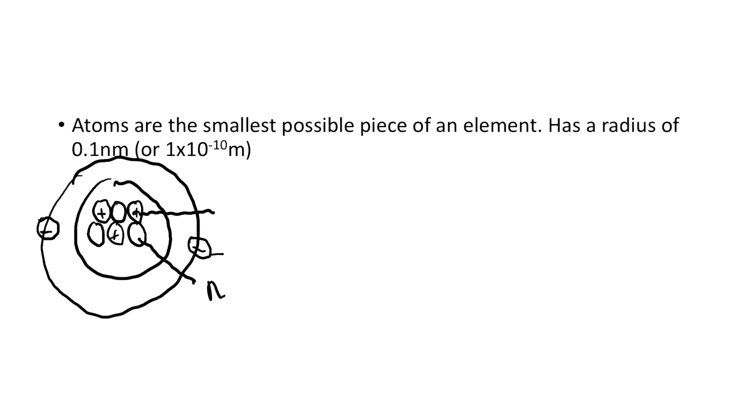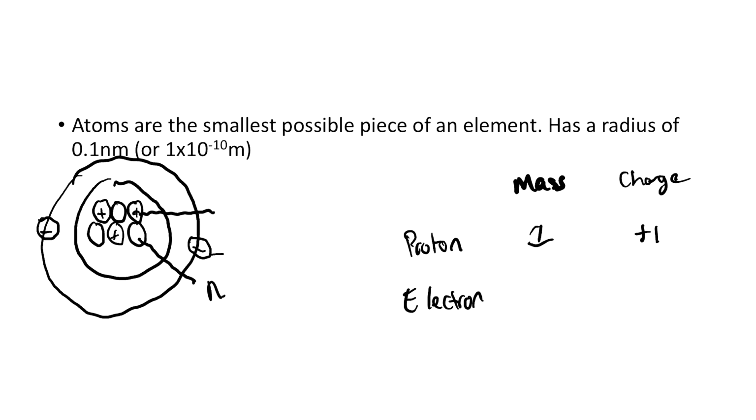Okay, so just to very quickly summarize what I just said there, we've got mass and charge. Our proton has a mass of 1 and a charge of plus 1. Our electron has a mass of 0 and a charge of minus 1. And our neutron has a mass of 1 and a charge of 0. Okay, and we need to be able to remember that information.